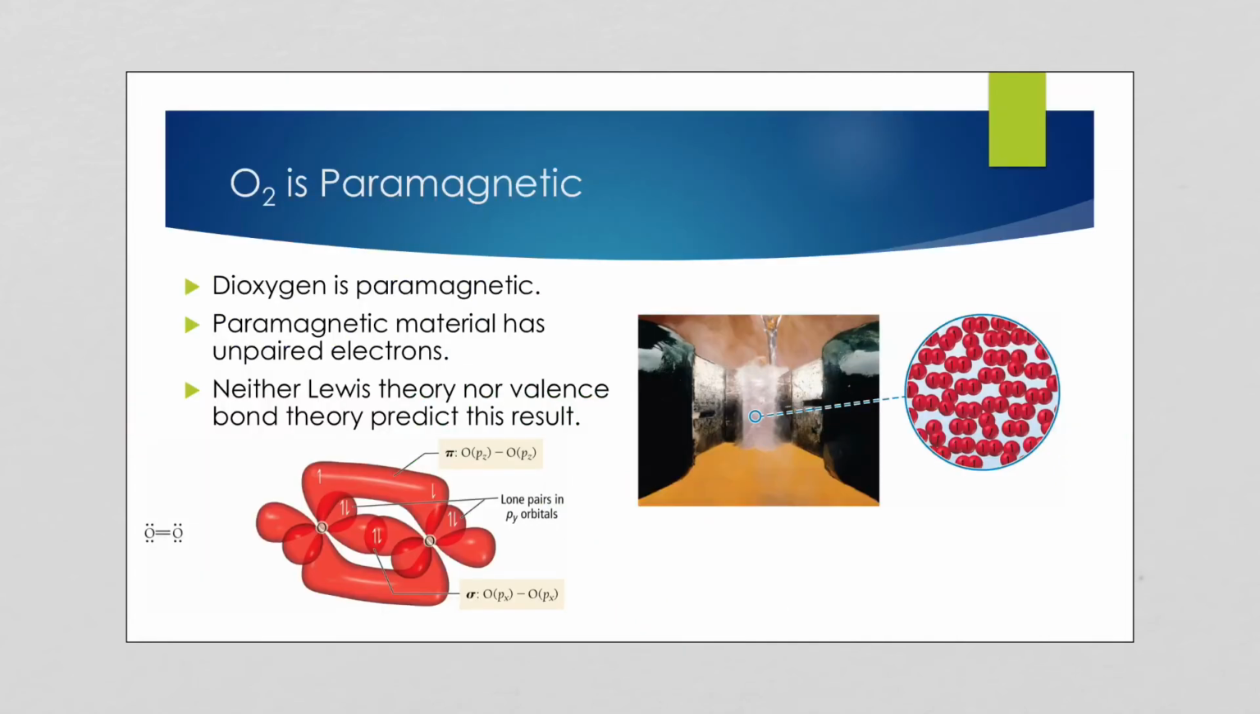So now we have a theory that correctly gives us the magnetic properties of dioxygen, or O2, right? It is going to be paramagnetic, right, because it has those unpaired electrons. Even though in Lewis theory and in valence bond theory, right, everything looks like it's paired up.